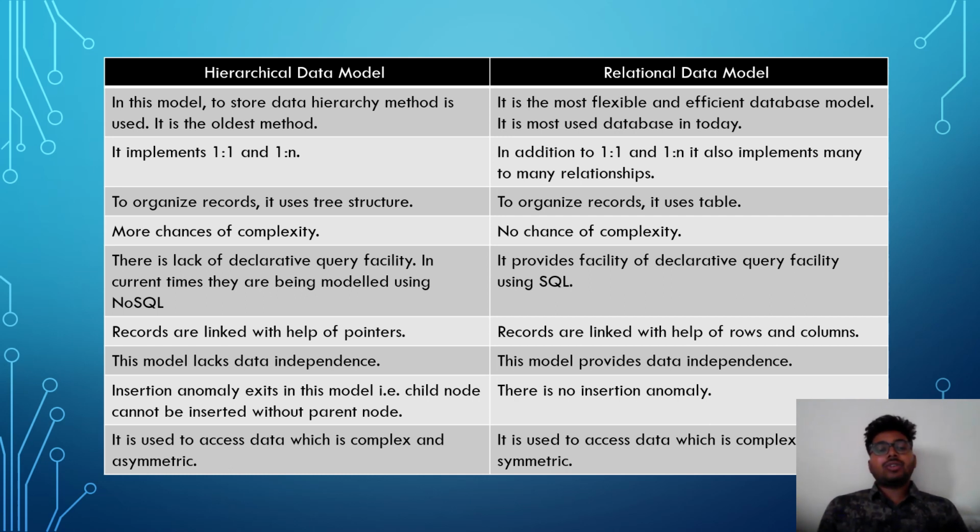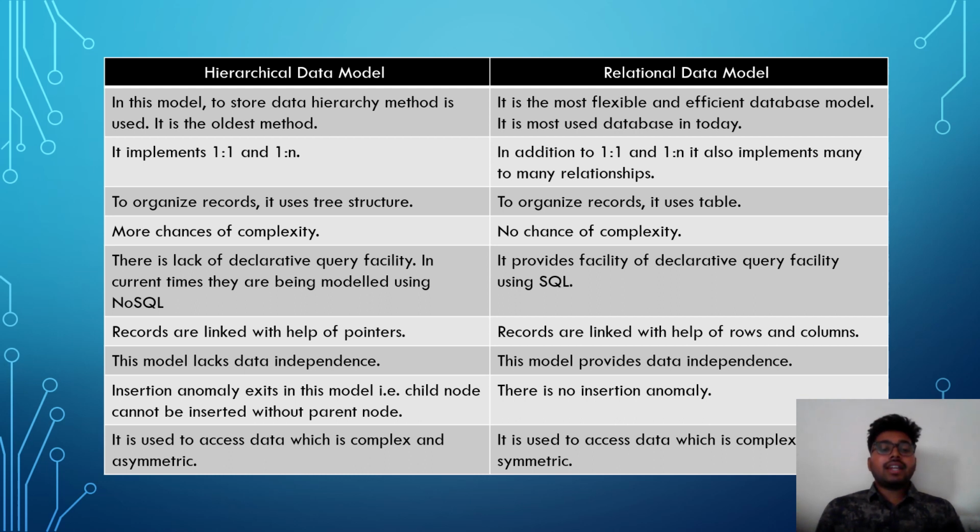In hierarchical, to organize records, it uses a tree structure. In relational, to organize records, it uses a table structure. In hierarchical, there are more chances of complexity. In relational, there is no chance of complexity. In hierarchical, there is a lack of declarative query facility. In current times, they are being modeled using NoSQL. In relational, it provides declarative query facility using SQL.